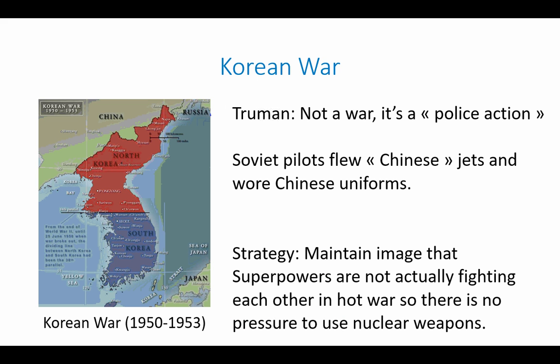Okay, welcome back. All right, so as you see, President Truman at the time, the American president, he was doing everything he could to avoid saying that this was an actual war, right? And both the Americans and the Soviets were doing their very best to try to make it look like they were not actually fighting each other. Because if they admitted that they were fighting each other, then there would be a lot more pressure for them to use their nuclear weapons on each other.